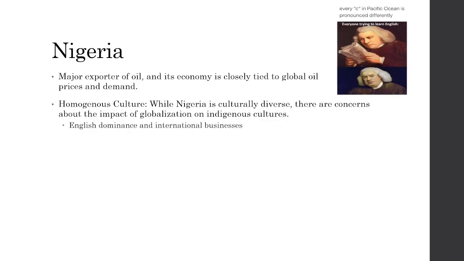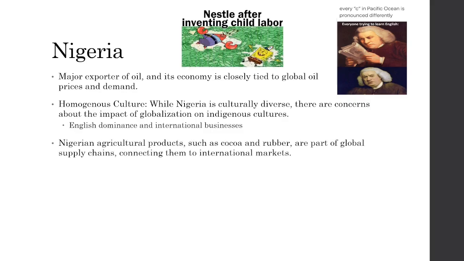And this is particularly due to the English dominance in international businesses. So international businesses taking hold in Nigeria and English being used in interactions and businesses has threatened indigenous language and other practices and markets, for example. So local indigenous markets may be negatively impacted by the emergence and utilization of international businesses and markets. Nigerian agriculture products such as cocoa and rubber are part of global supply chains, and this connects them to international markets. So this kind of welcomes the international markets and international businesses to interact with their countries.